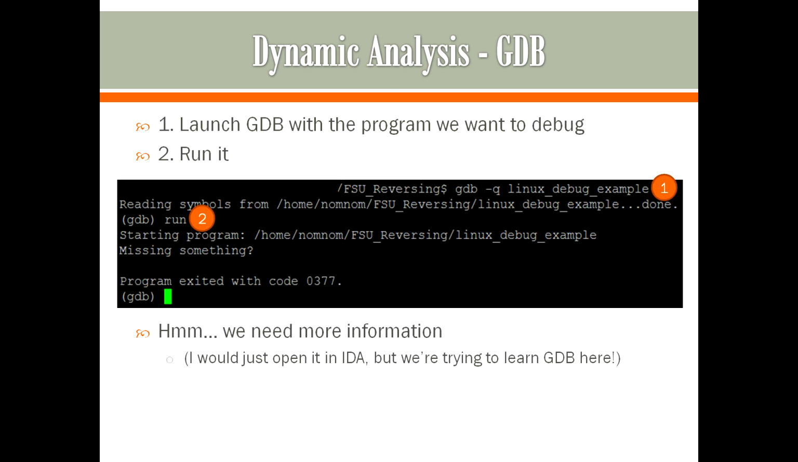In this example, we are debugging the binary Linux_debug example. You'll notice we use the -q option, which is the quiet option of GDB. This prevents GDB from printing the introductory and copyright messages. We then use the run command to execute our application. GDB then informs us that the program exited with a particular error code.